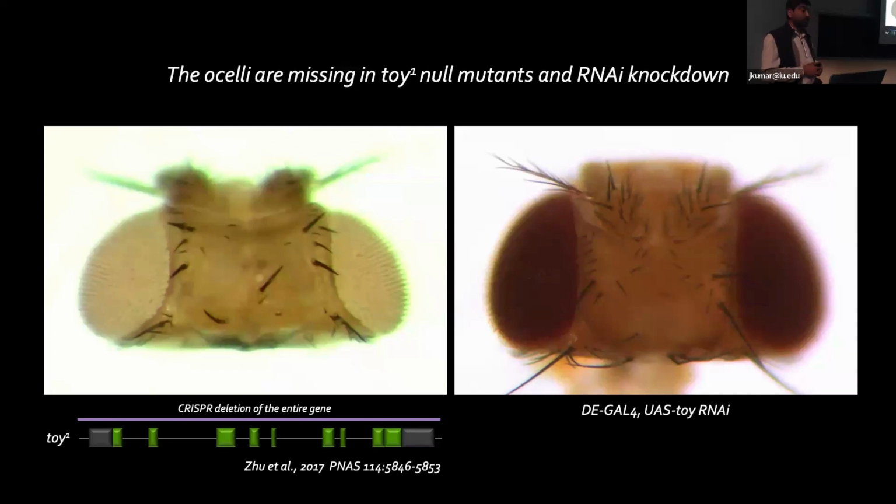When we look at Twin of Eyeless mutants, we can see that we made a CRISPR deletion of the entire toy locus, and you can see that 2 out of the 3 ocelli have been removed. If you knock it down with the toy RNAi line, you can see in this case all 3 ocelli are missing. So between these RNAi knockdowns and loss-of-function mutants, there's a variable number of ocelli that will be missing at any one time, suggesting that there are additional inputs into that field outside of Twin of Eyeless.